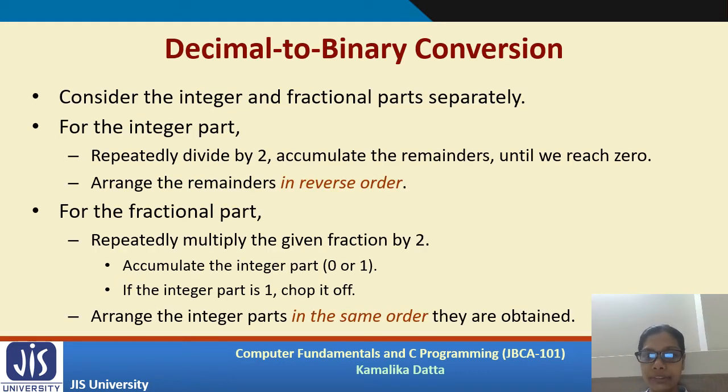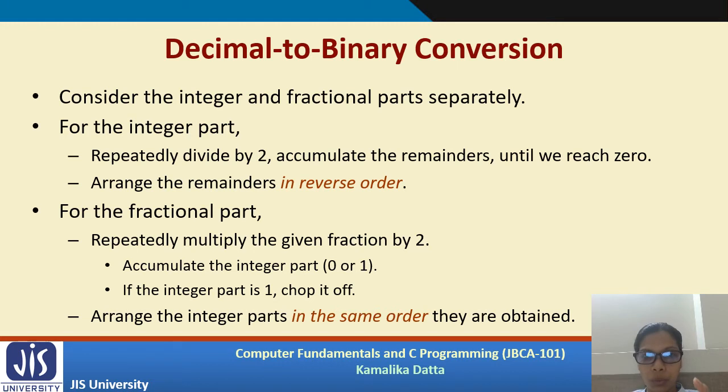Now, how do we convert decimal to binary? For converting binary to decimal, we multiplied with 2 to the power 0, 1, 2, or for the fractional part 2 to the power minus 1, minus 2, minus 3, and so on and so forth. So for decimal to binary conversion, here also we have two parts, the integer part and the fractional part. And let's see what we do.